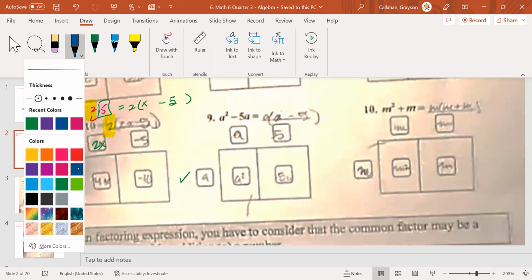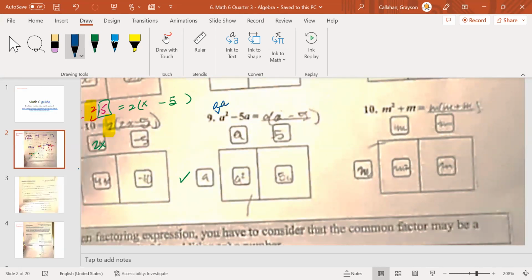For number 9, this is a times a minus 5 times a. What do they both have in common? An a. So what's left? A minus 5. So a times a is a squared. A times negative 5, make sure you have a negative, is negative 5a. Did you put a negative right there? Because I don't see a negative there for number 9. So make sure you have a negative.